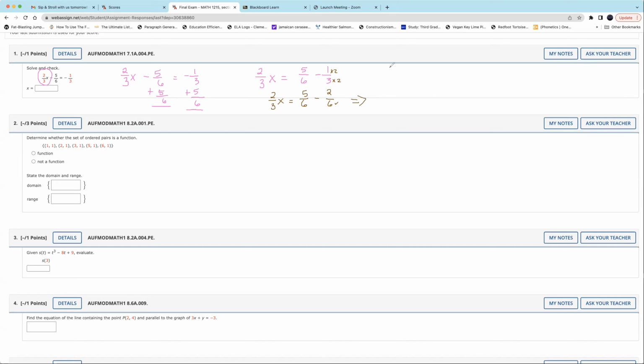So 2/3 x equals 5 minus 2 is 3. I keep the bottom number the same. I can reduce that, so I may as well just reduce it now. So 2/3 x equals 1/2.